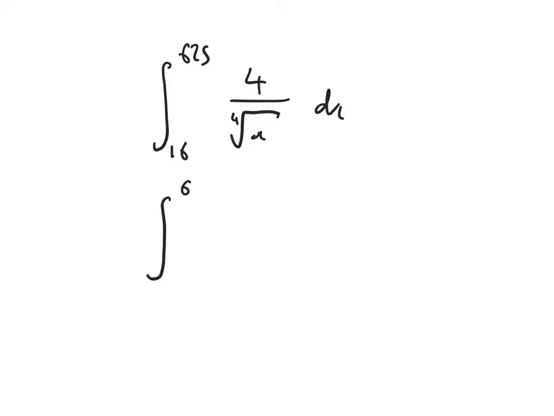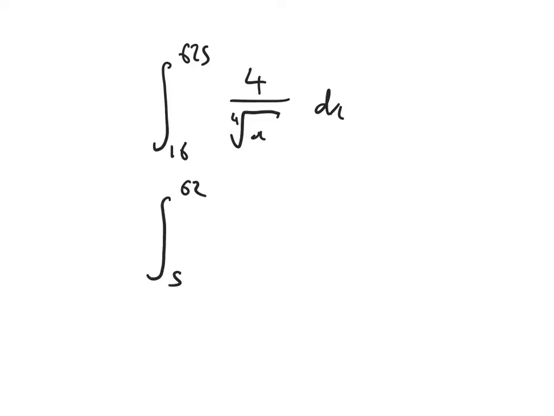Okay, let's continue on looking at some definite integrals and ones that are just a little bit more complex. So, between 625 and 16, let's look at the integral of 4 over the 4th root of x. Okay, so first of all, we need to prepare to integrate by doing a couple of things.